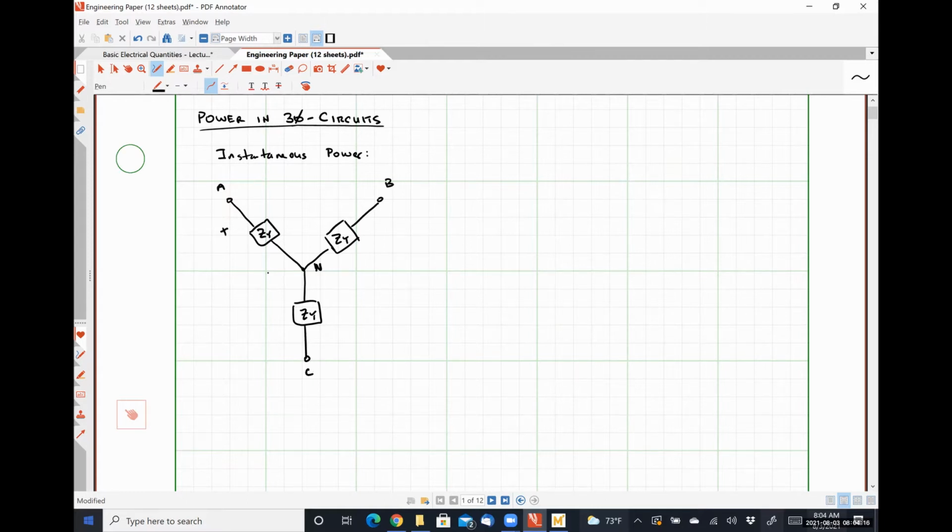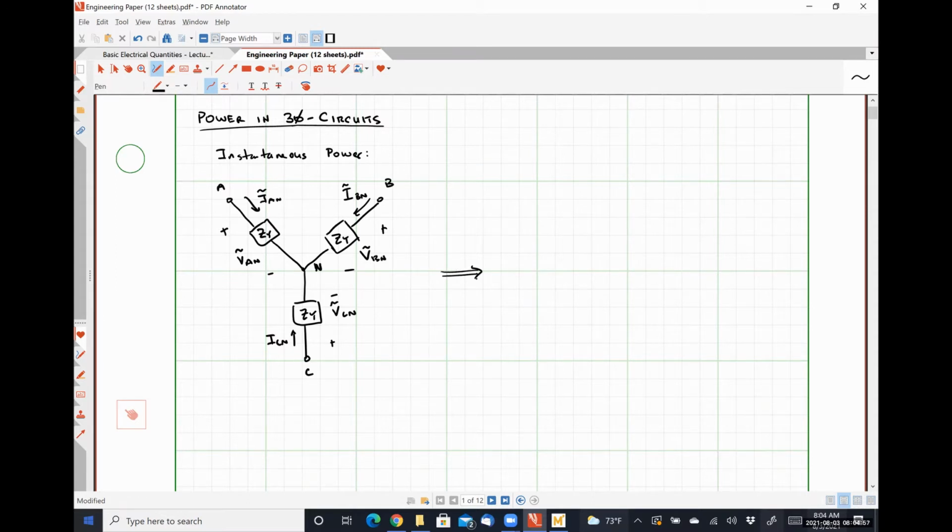We would have some voltage VAN, some voltage VBN, and some voltage VCN, where I'm assuming this load is connected to some external source and all that kind of good stuff. We'll also have our phase currents, IBN, IAN, and ICN. So that's what it looks like in the frequency domain.